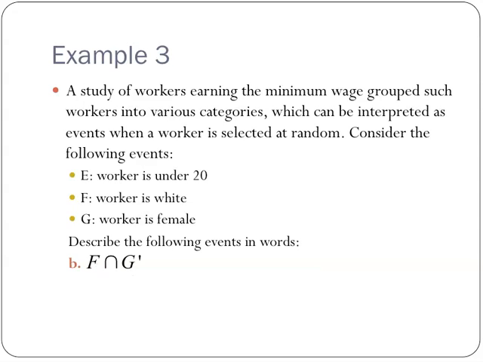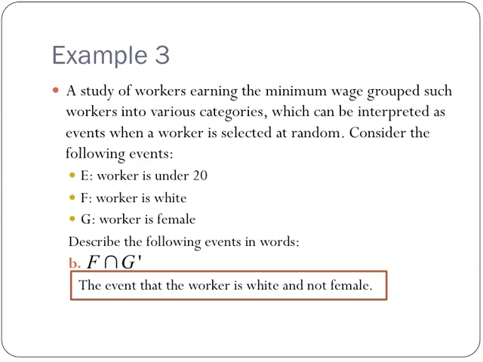Okay, the next one, we have F intersected with G prime. So let's take this apart. So F is that a worker is white. G prime is that the worker is not female. So the intersection of those two means that both of those occur. So the event that the worker is white and not female.